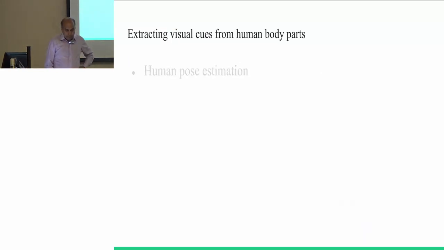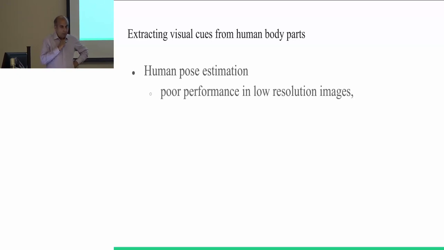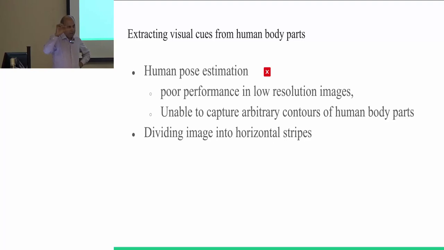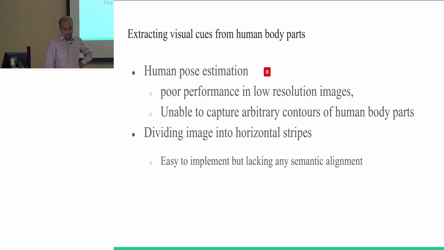So what we are going to do here is use some body part information to help us retrieve these images. We can find the different body parts using human pose estimation, as I told you before: find the joints, the head, left shoulder, right shoulder, knee, and so on. But these images are low resolution, so they don't work with body pose. Another option is to just take different stripes of the image. People have tried that, but they don't provide any meaningful information about semantic alignment.